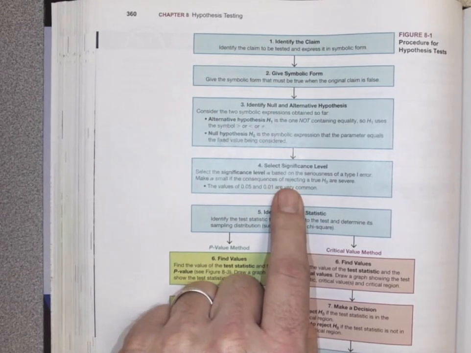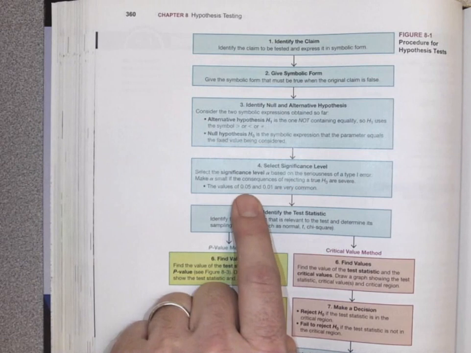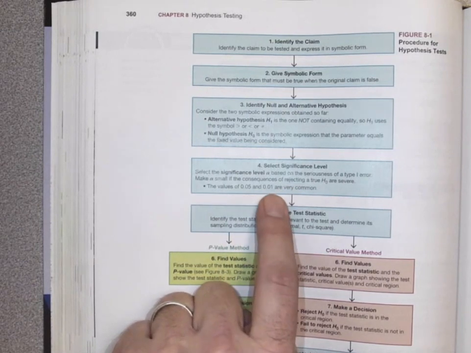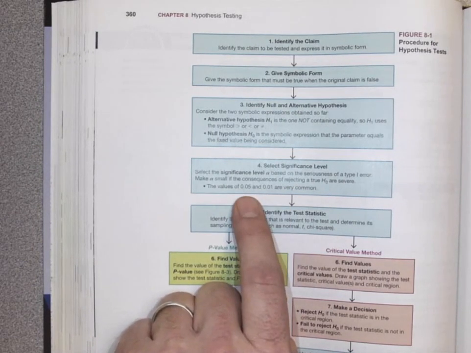Significance level. Significance levels tend to be given to you. Most of the time we use 0.05, but sometimes they're special. Maybe they might say 0.01. This kind of corresponds to a 95% confidence level in a way.